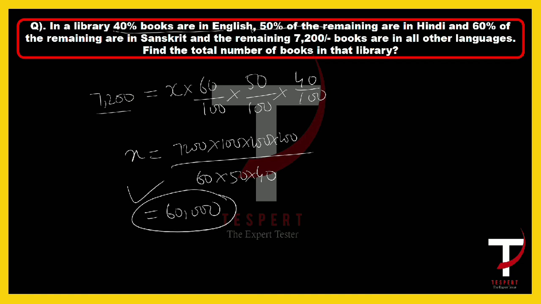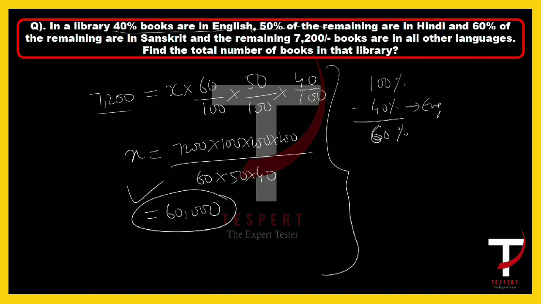We also have a traditional method, which is of course a cumbersome process. Let us assume the total number of books to be 100%. If 40% of books are in English, the remaining is 60%. Out of this 60%, 50% are Hindi. So deduct 50% of 60%, which is 30. So the final is 30%. Out of this 30%, 60% are Sanskrit.